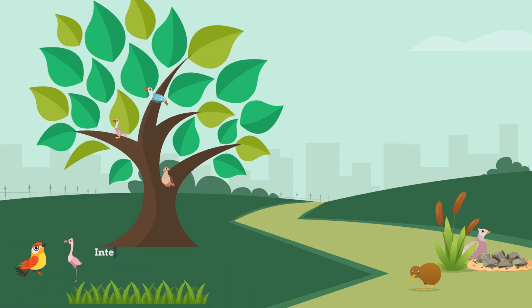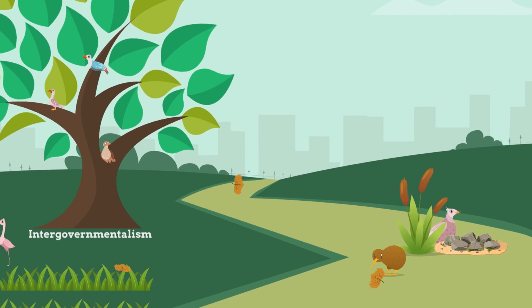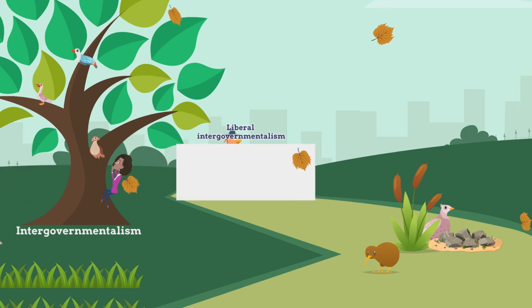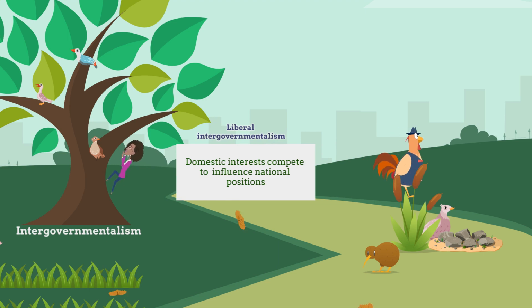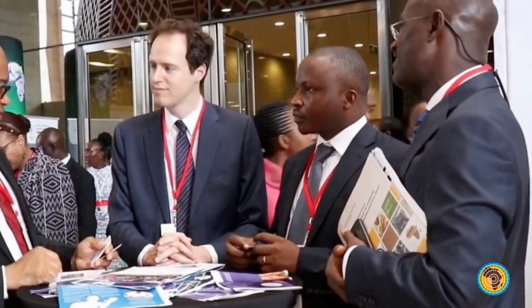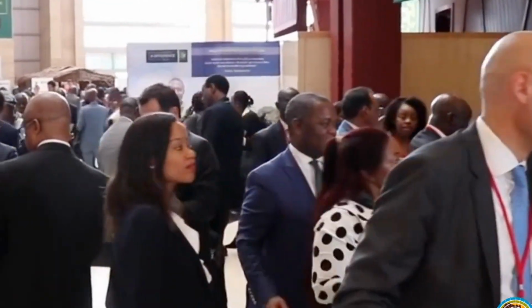A branch of intergovernmentalism is what we call liberal intergovernmentalism. While intergovernmentalism focuses on national interests, liberal intergovernmentalism focuses on emphasizing domestic interests. At its first level, domestic groups will compete to influence the national preference or national position. Then with these national positions, member states will engage in intergovernmental negotiations, and the outcome of these negotiations lead to further integration.